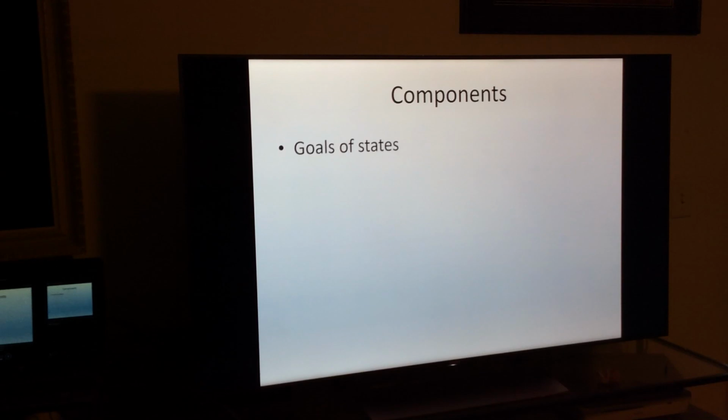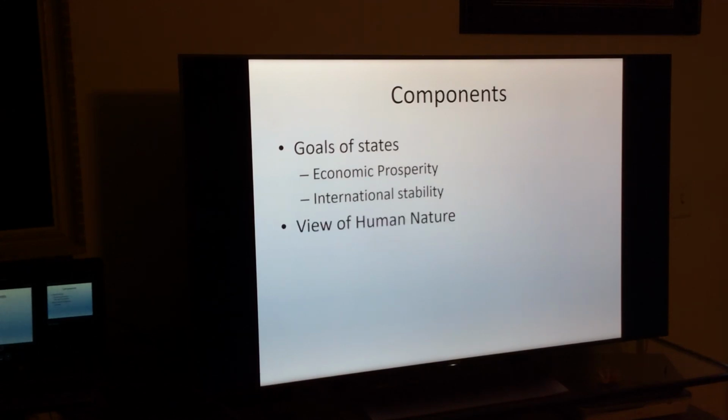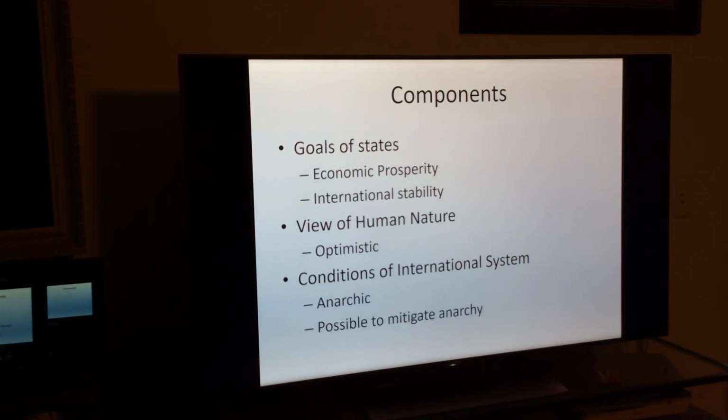All right, so the components of international interdependence theory: the goals of states are economic prosperity and international stability. The view of human nature, just like I said before, is optimistic, where realists looked at it as pessimistic. Interdependence looks at humans optimistically: human beings are inherently good. Conditions of the international system: it is anarchic, but you can mitigate the anarchy with international law, having a world institution overseeing the international system.